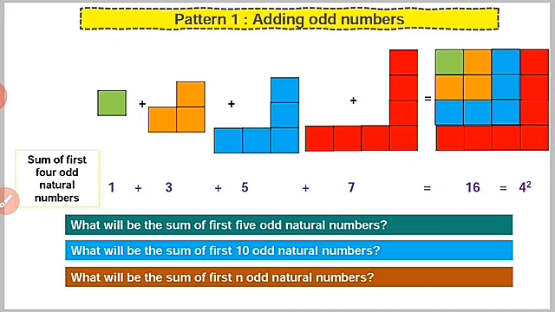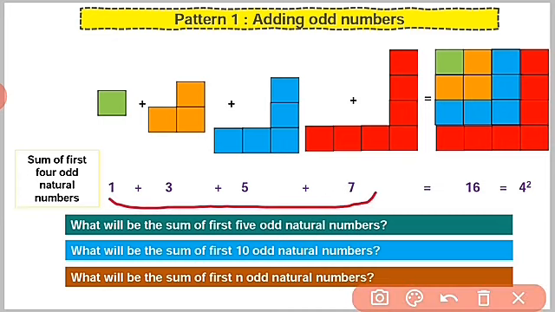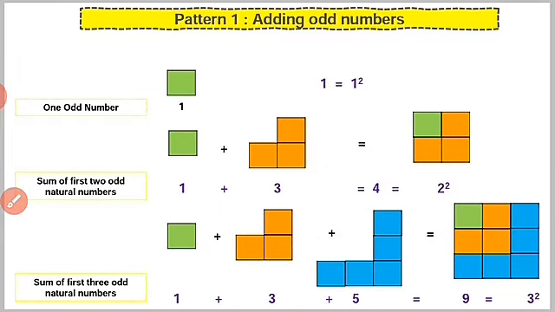Similarly, when we add first 4 odd natural numbers, I get square of 4. So if I ask you a question, what will be the sum of first 5 odd natural numbers? Yes, it will be equal to square of 5. Why? We are concluding this from the given pattern.